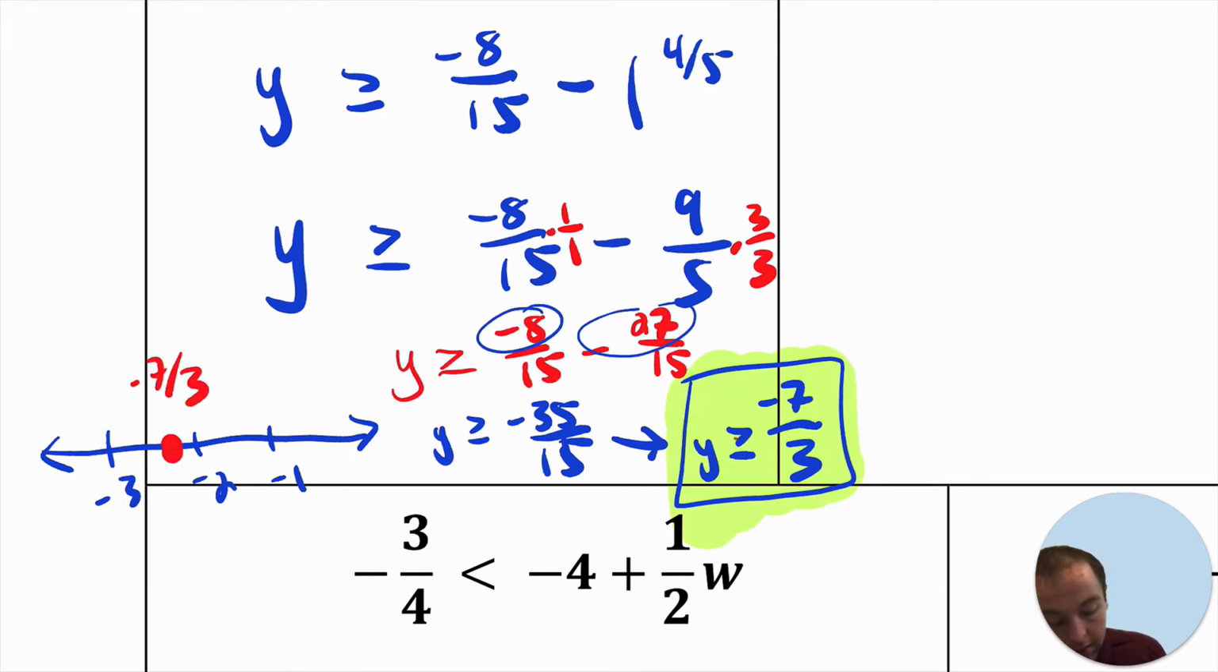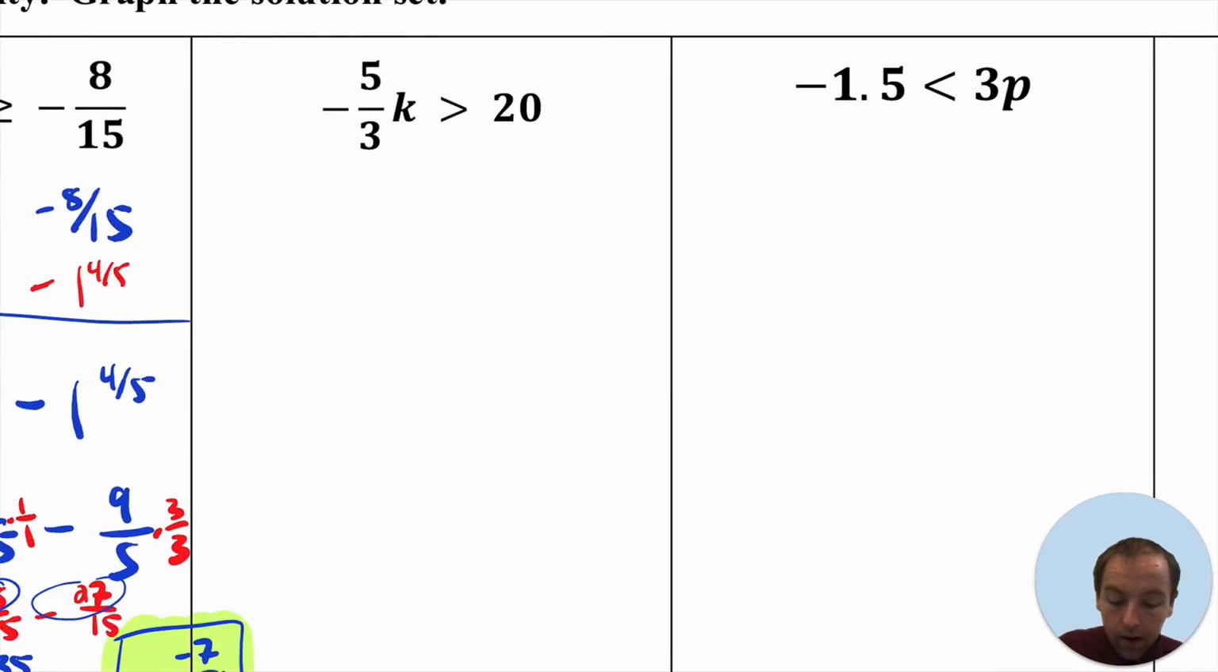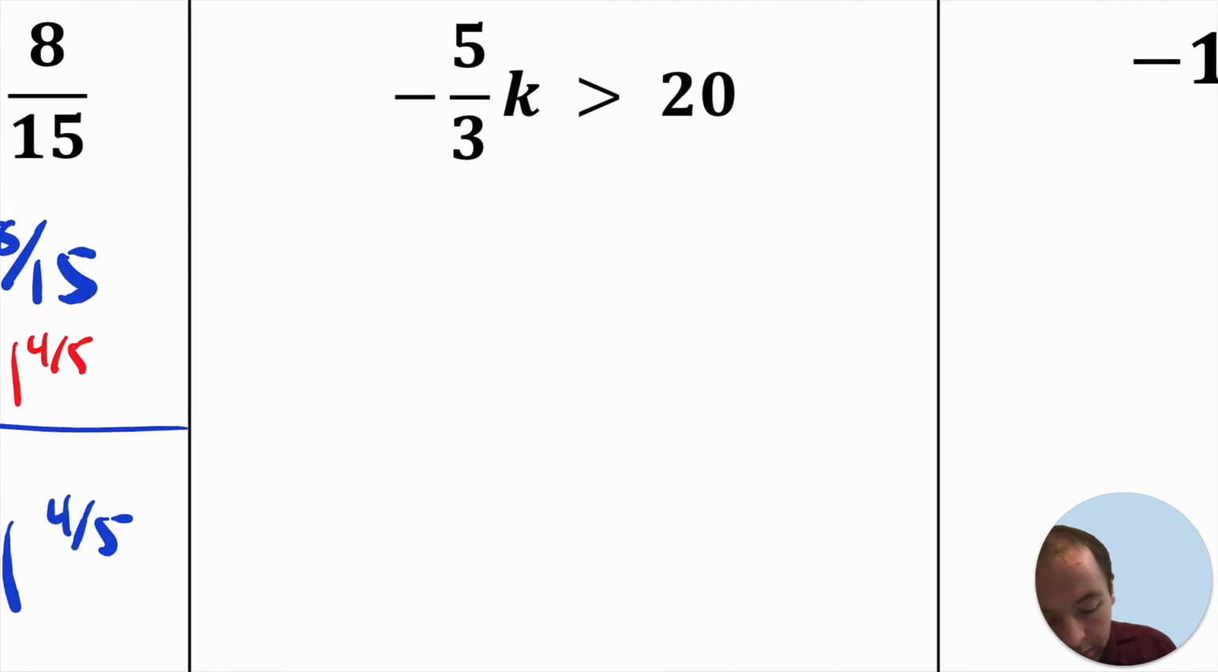So y is going to be all the numbers that are equal to or greater than, so it'd be that, which I graphed right there. And notice that the dot that I did make right there is a filled-in dot because we want to include the negative 7/3 there.